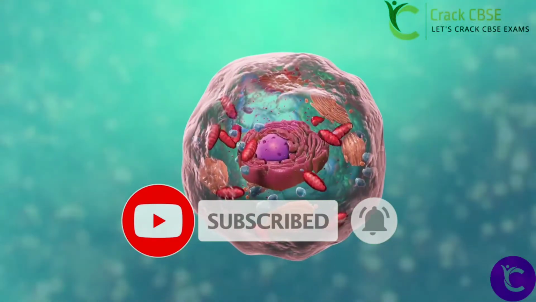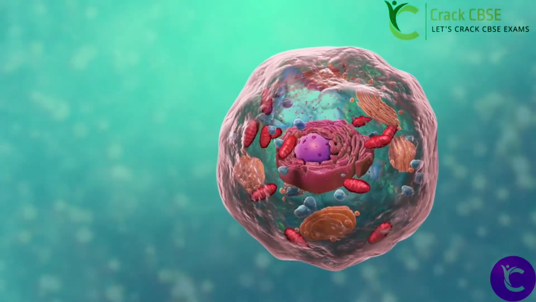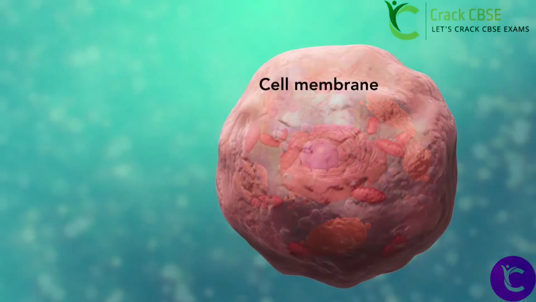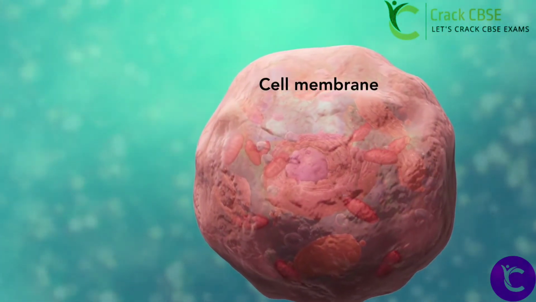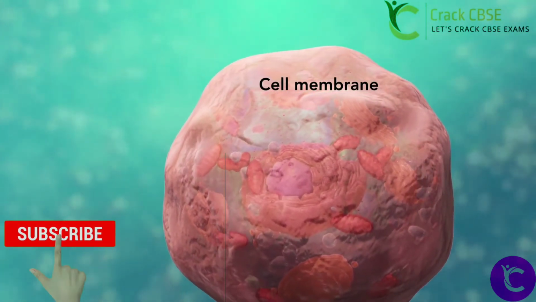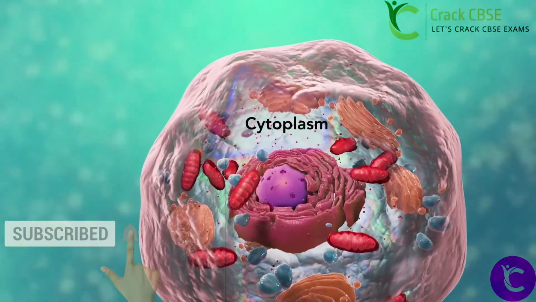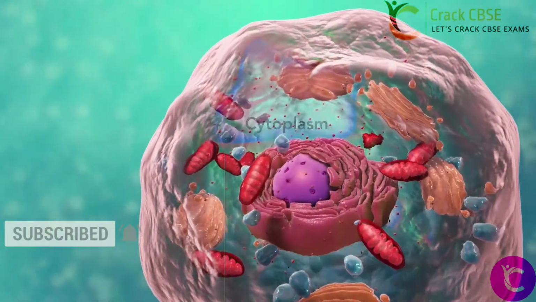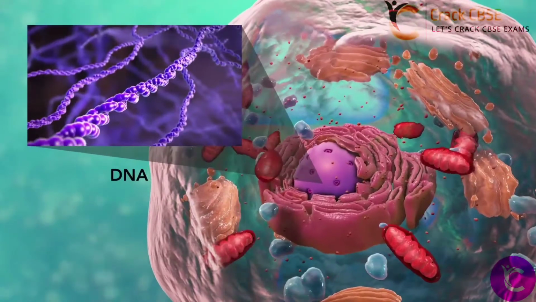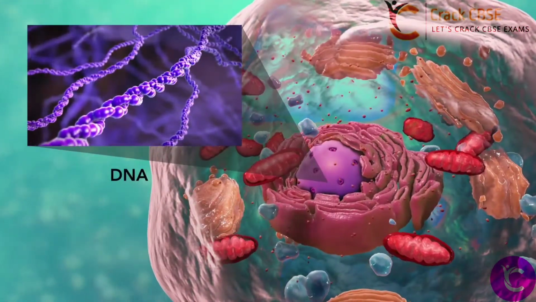No matter what type of cell they are, all cells have a cell membrane, which separates the inside of the cell from its environment, cytoplasm, which is a jelly-like fluid, and DNA, which is the cell's genetic material.